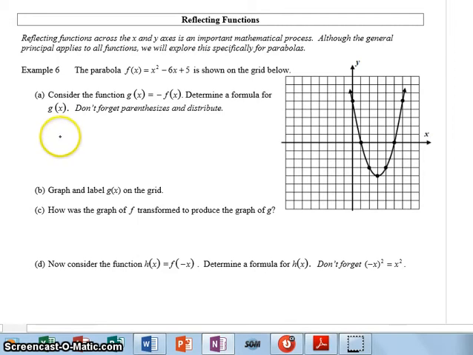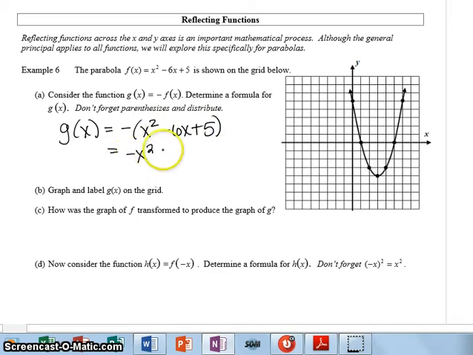Okay, so basically it's saying to get to the g of x, you're going to have to negate that f of x function. So when I negate that, that switches all my signs on the inside, which becomes negative x squared plus 6x minus 5. So all the signs change. So make sure you realize that. All the signs changed.